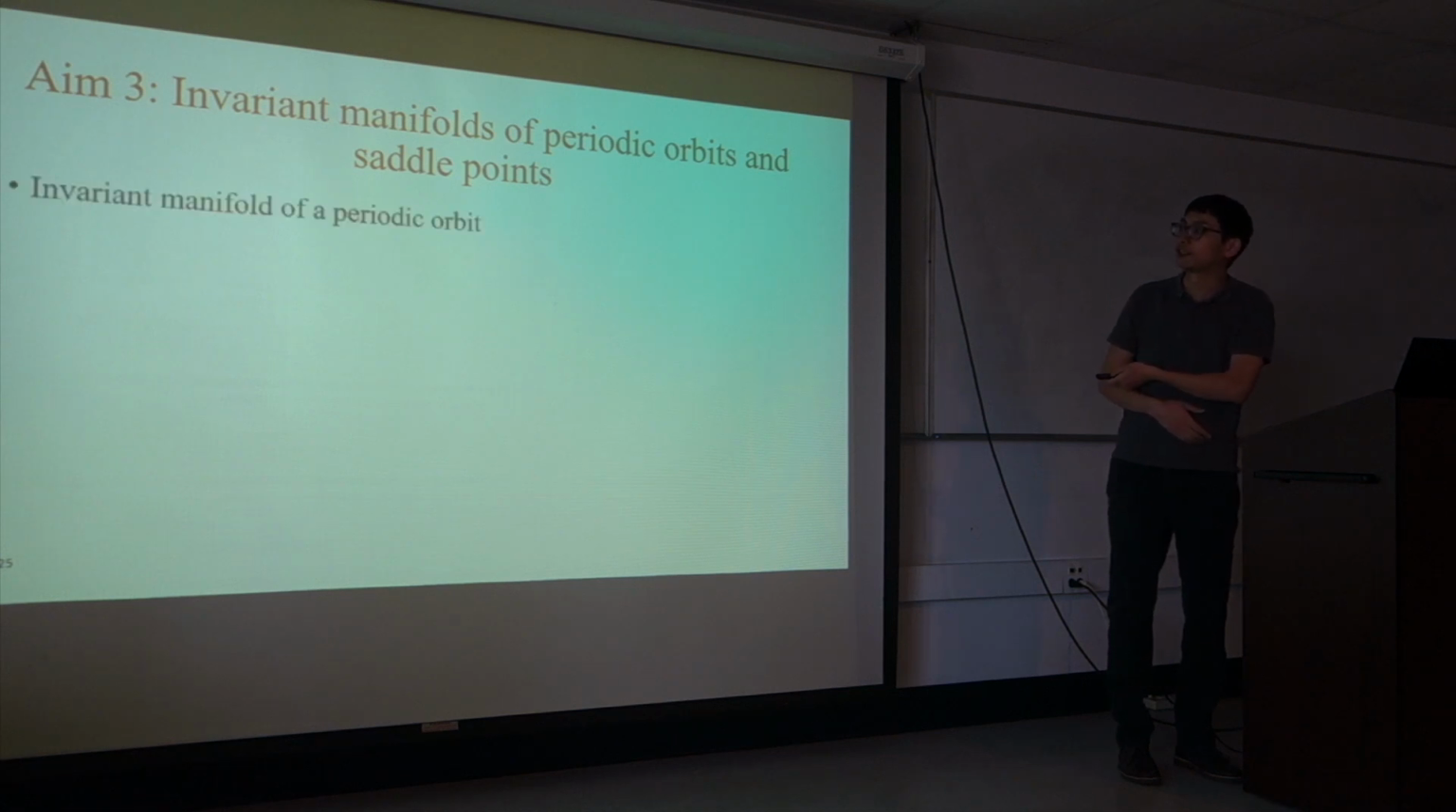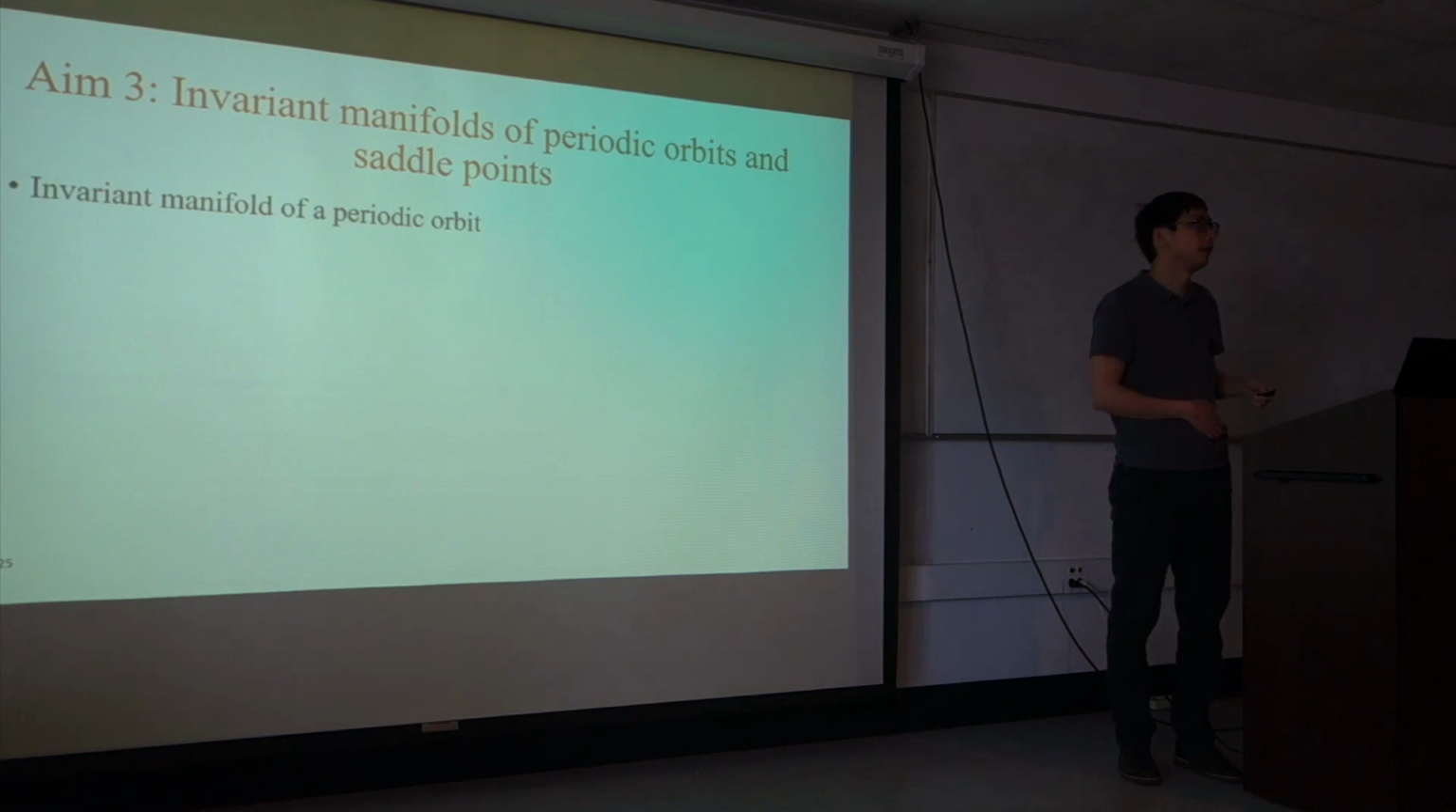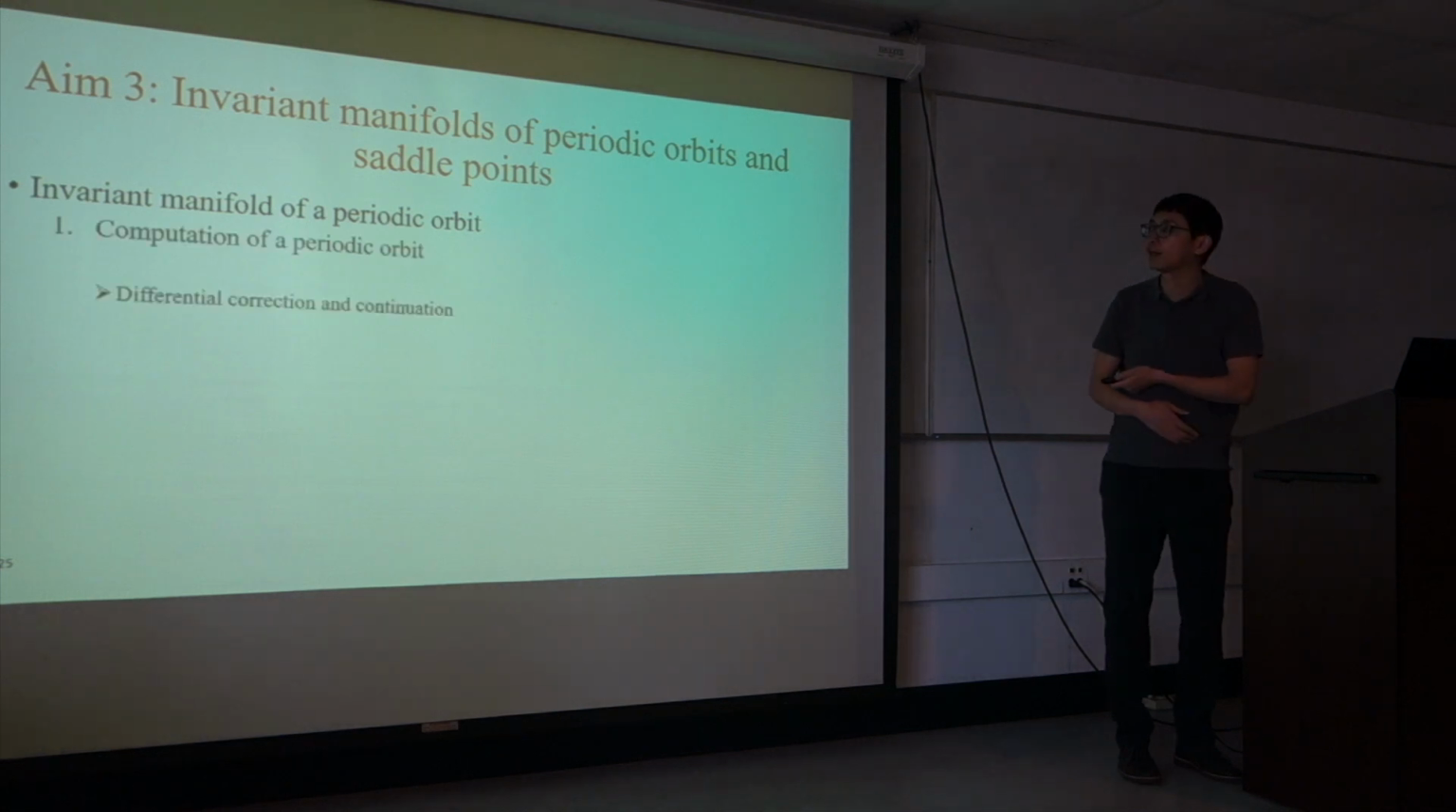For the conservative system, the computation of the invariant manifold of the periodic orbit has two steps. The first one is computing the periodic orbit. We have several methods used in our group. The first one is the differential correction and continuation. I didn't use this algorithm, but Dr. Ross used it very often in his study.